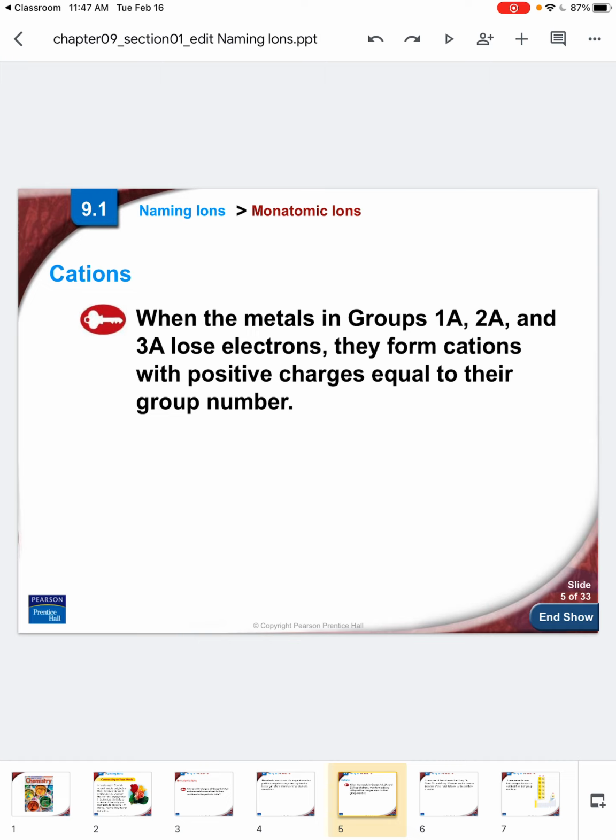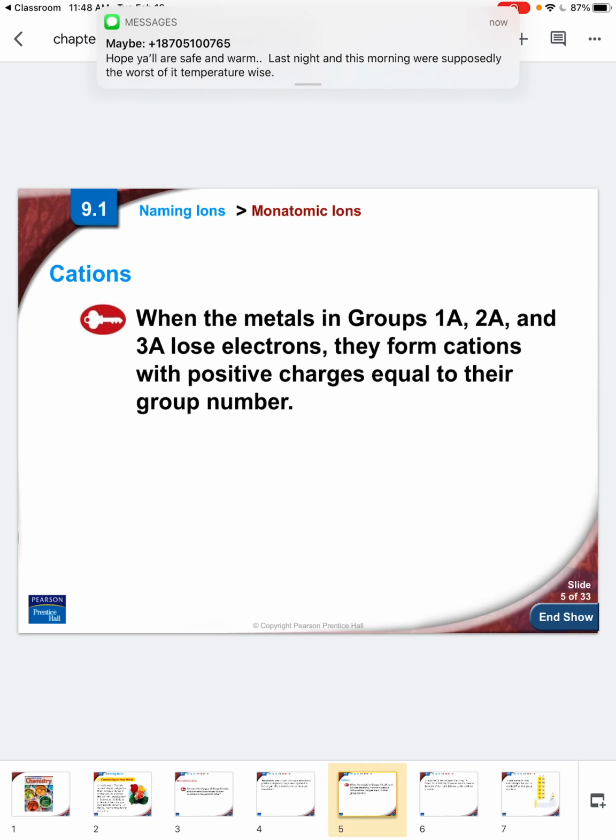So if you look at group 1, they have 1 electron in their outermost shell. They're not going to pick up 7 to have 8. So what do they do? They lose that electron. If you lose something negative, you become more positive. It's the same with group 2. They have 2 electrons. They're not going to pick up 6 to have 8 electrons in their outermost shell.